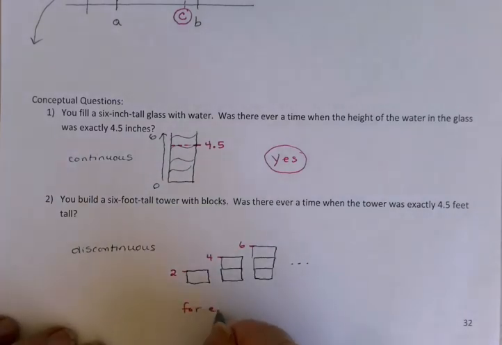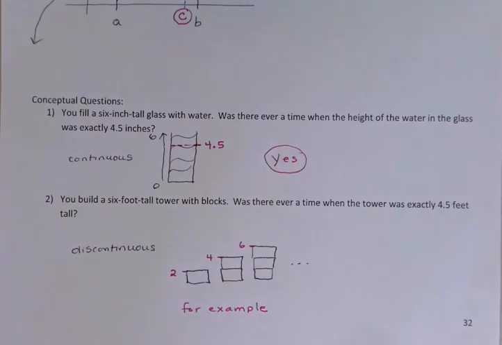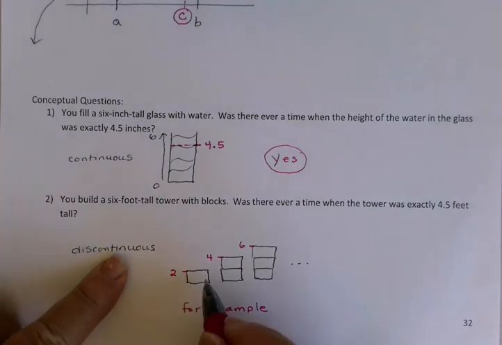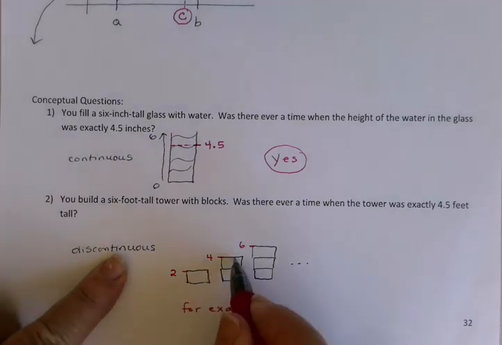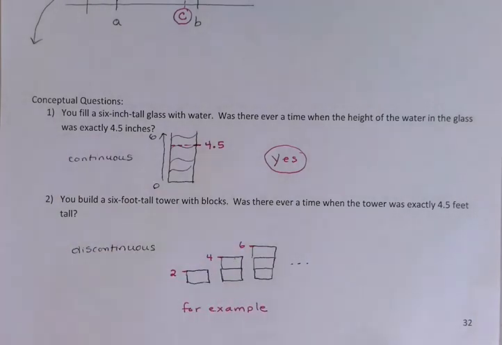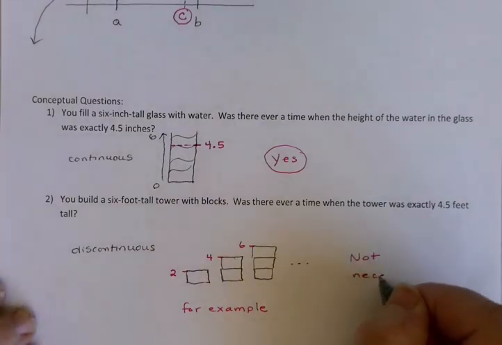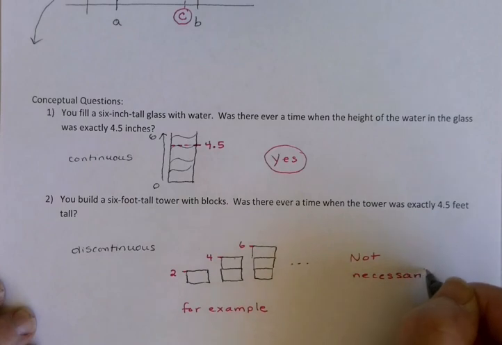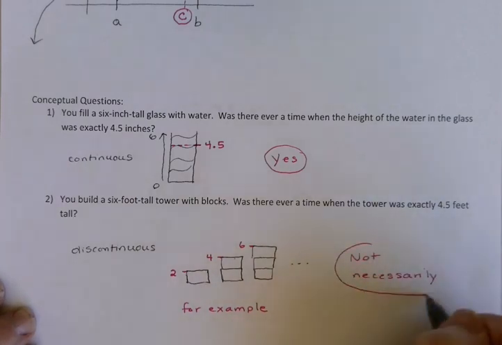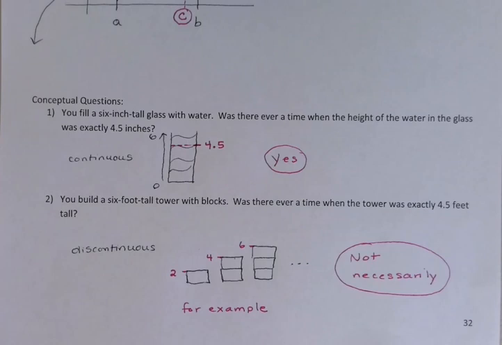And it's certainly possible that we never hit that 4.5 feet because there was a discontinuity. We jumped from 2 to 4, and we jumped from 4 to 6. So not necessarily. And again, you can kind of see in an everyday life example why that requirement of continuity was so important.